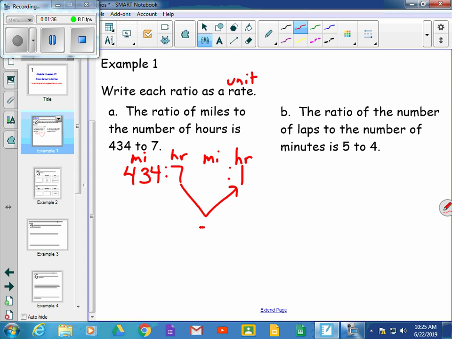In order to go from 7 to 1, we have to divide by 7. So therefore, we have to divide the 434 by 7. And when you use a calculator, you get 62. Now, the 62 to 1 is an example of a ratio. We want to know them as a rate, so we have to write them in rate form.